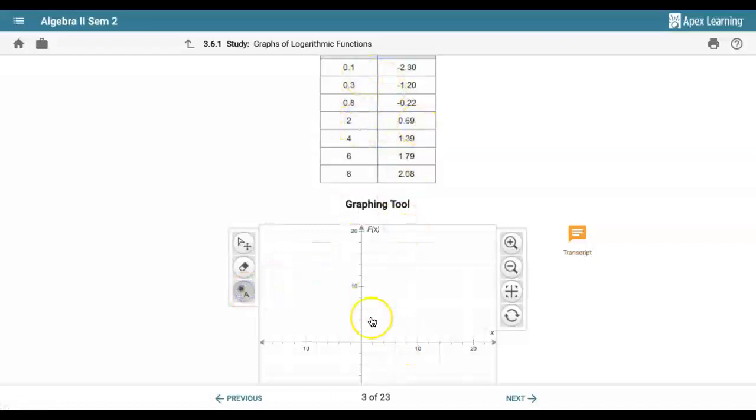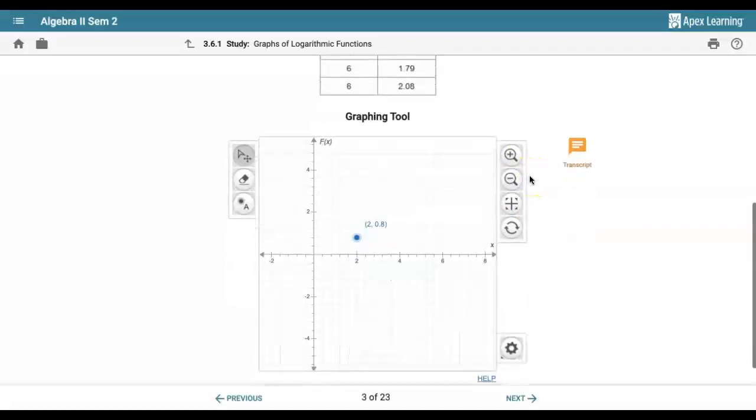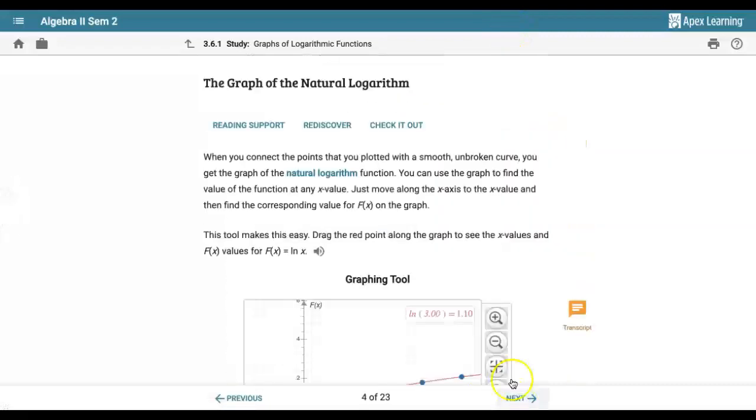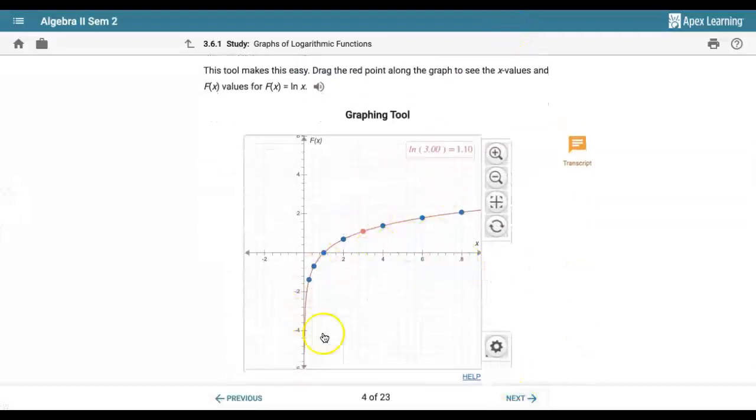So find 2.69. Obviously I'm nowhere near that right now, so I'd have to go 2.6, too far, about there. My computer, of course, is on the fritz here, so apologies. But what it's trying to get you to do is plot those points graphically here to see what it would look like. If you plot them, it would look something like this.